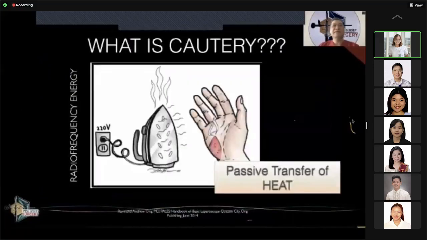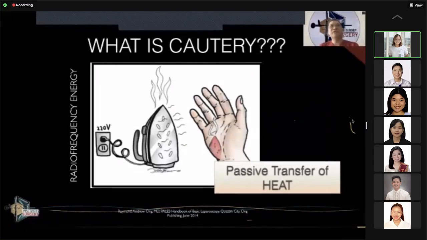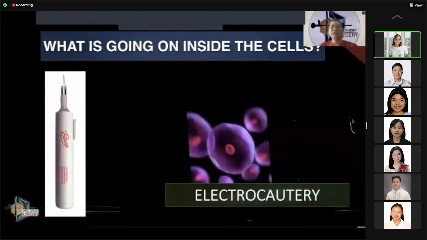Cautery is a passive transfer of heat, meaning there's a heated object, you touch the tissue, you are cauterized. So that is cauterization. And that is not the principle in surgery because we do not have a heated object. We have an instrument that is functioning differently and producing an effect. And that is what you call electrosurgery. So this is the principle behind electrosurgery.